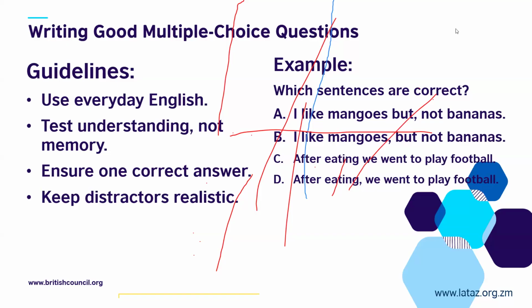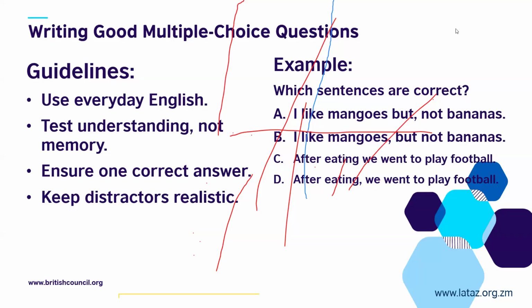Guidelines for multiple choice questions: number 1, use everyday English. Number 2, test understanding, not memory. Ensure one correct answer. Keep distractors realistic. We know what distractors are, but there are situations whereby distractors are not even related to the correct answer. Distractors have to be realistic. They should be as close to the correct answer as possible.